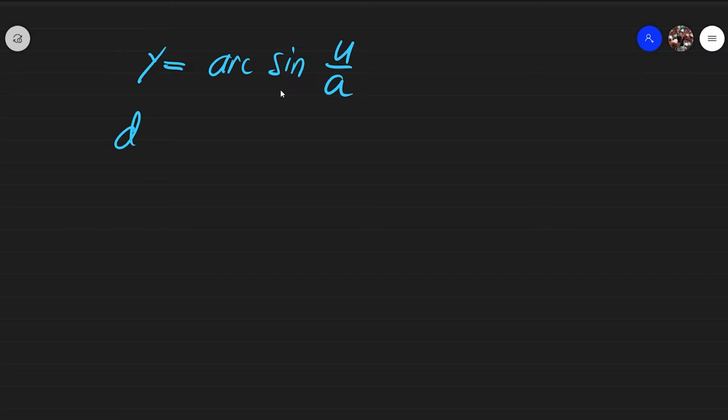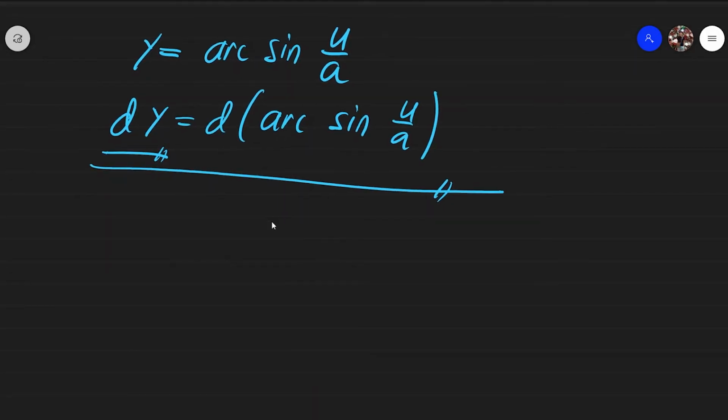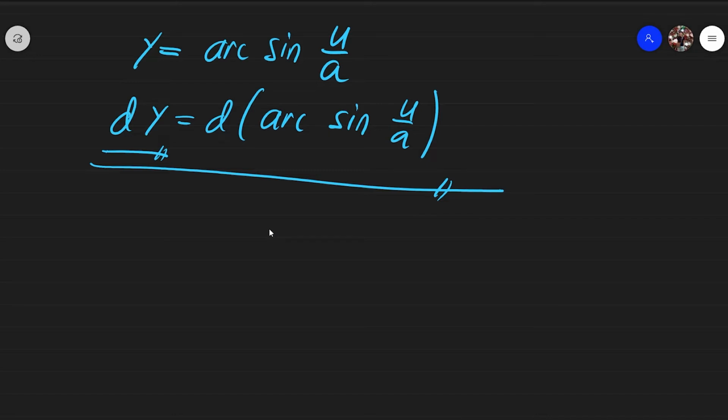of both sides of the equation. So we have here dy, which is also equal to the differential of arcsine u over a. But the problem here is, suppose we don't know the differential of the arcsine of u over a. You'll be stuck with this equation. So the best thing to do, remember, what we are trying to find here is the value of y.